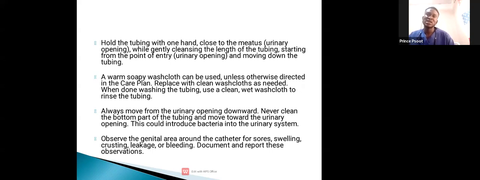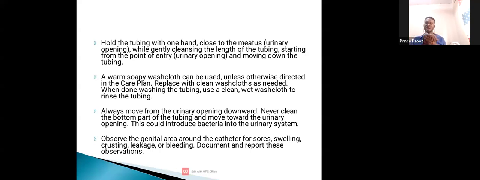So while gently cleaning the length of the tubing, starting from the point of entry, that urinary opening, and moving down the tubing, a warm soapy washcloth can be used unless otherwise directed in the care plan. Then you can replace the clean washcloth as needed. When you are done washing the tube, you can use a clean, wet washcloth to rinse the tubing. Always move from the urinary opening downward, never clean from the bottom up the urinary tubing, because this can introduce bacteria into the urinary system. So always clean from the meatus down the tubing toward the bag, from inside out.